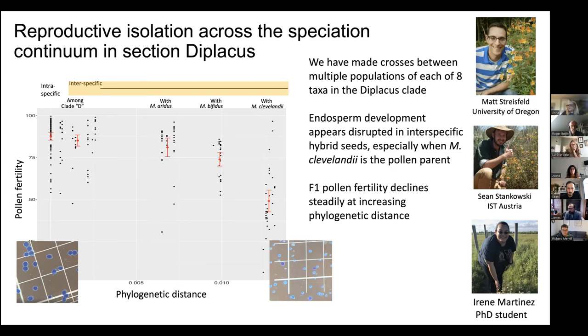And now if we want to ask what makes taxa able to withstand the tests of sympatry, we get to these barriers, the classic postzygotic barriers that are present.